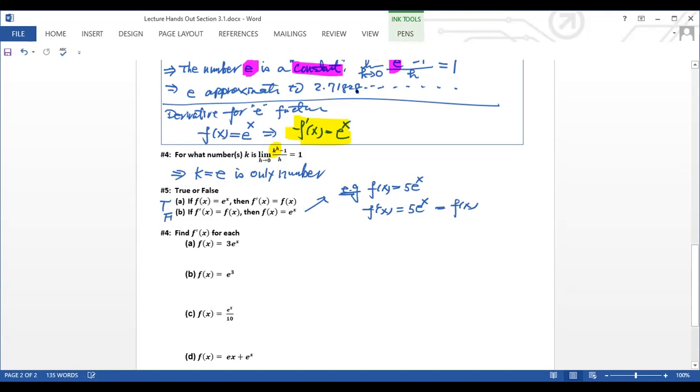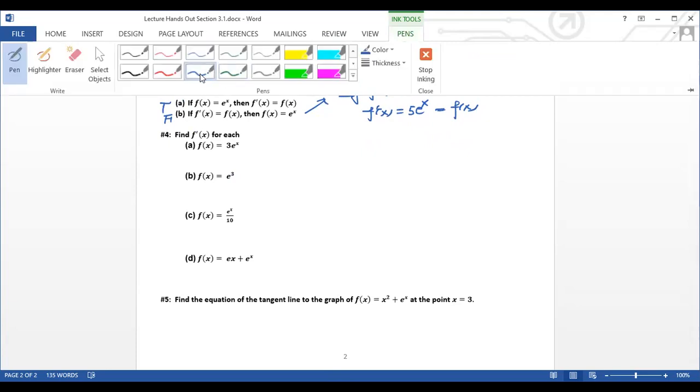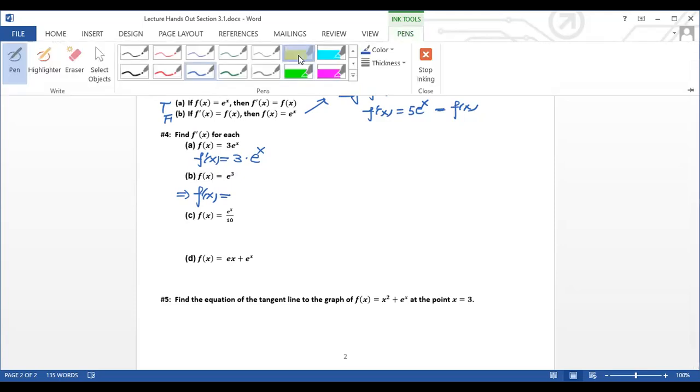Okay, now let's take a look at the derivatives here. Let's find each of the following. This one here, f prime x, remember the 3 is a constant, so it's a constant times what happens to e to the x? Like we say, we always love it, so it's e to the x. Okay, this one is a little bit tricky here. So what is f prime x? We said f of x is e cubed.